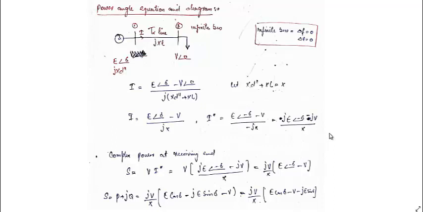Assalamu alaikum. Let us continue with the last topic, that is the power angle equation and diagram, where at this point S is equal to P plus jQ, that is equal to V by X, E cos of delta minus jE sin of delta minus V. When we take this, we first write the real part in this bracket, and then write the imaginary part. So real part E cos of delta minus V, then minus jE sine of delta.